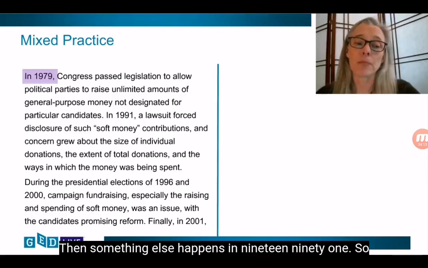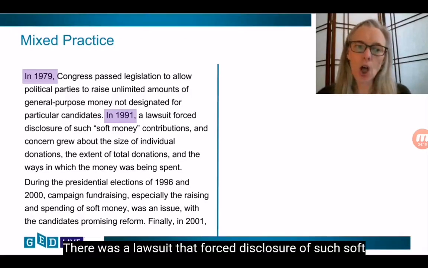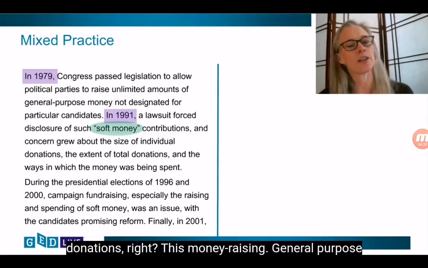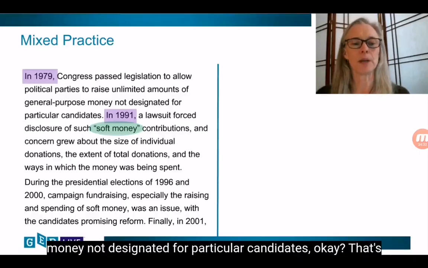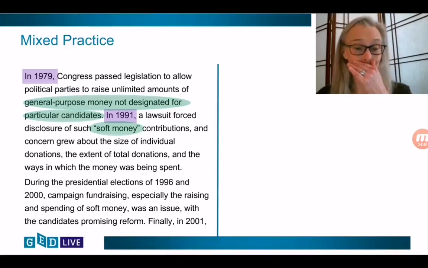Then something else happened in 1991. So 10, 11, 12 years later, there was a lawsuit that forced disclosure of such soft money. Okay, so now they've given us a name for these donations, right? This money raising. General purpose money not designated for particular candidates. Okay, that's what we call soft money. And again, this is something you may have heard about on the news.